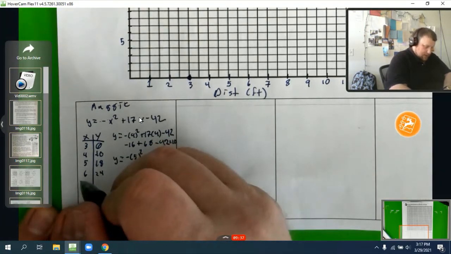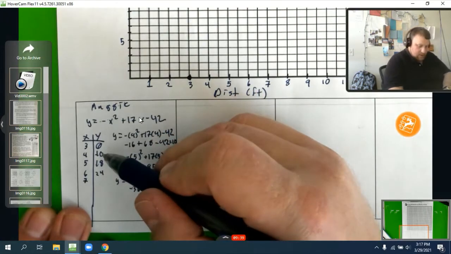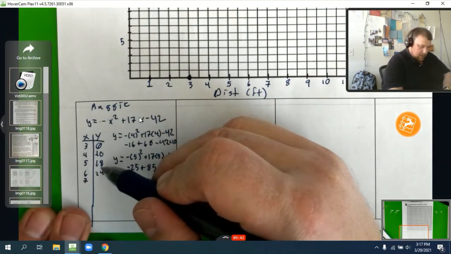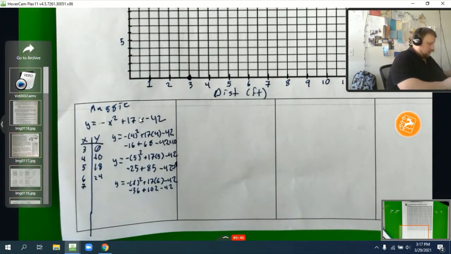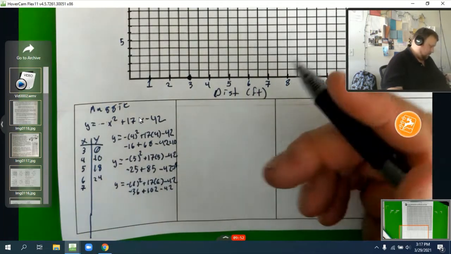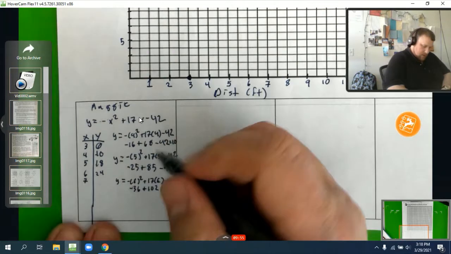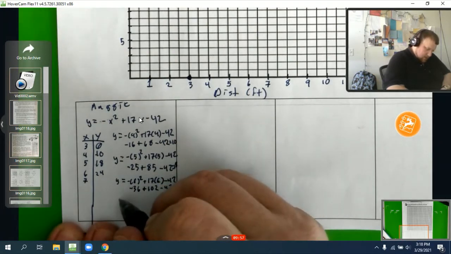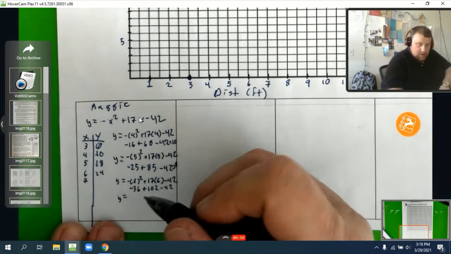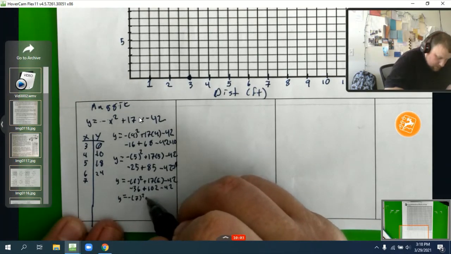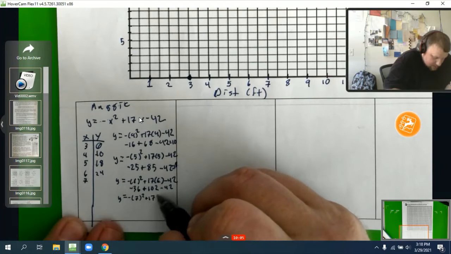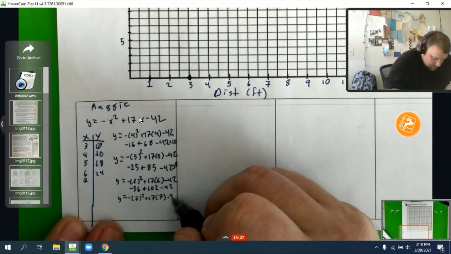Sounds good to me. So let's see, 7. And you'll notice it's slowing down. It went up by 10, went up by 8, went up by 6. I wonder if this one's only going to go up by 4. Wouldn't that be a nice little turnaround for us? So we're going to have y equals negative 7 squared plus 17 times 7 minus 42.